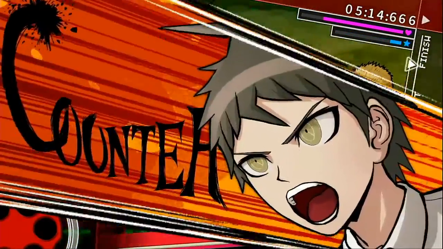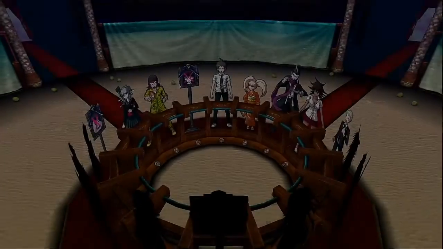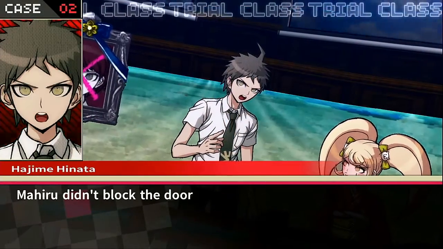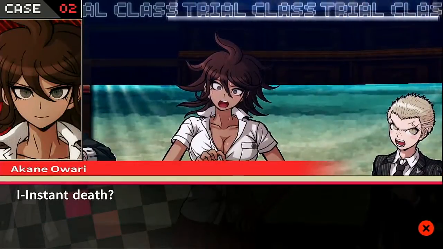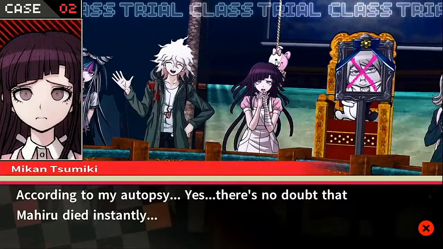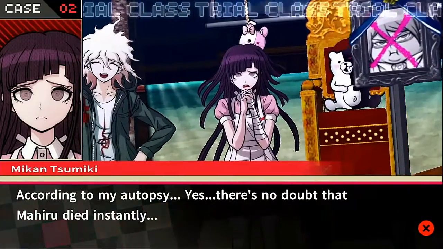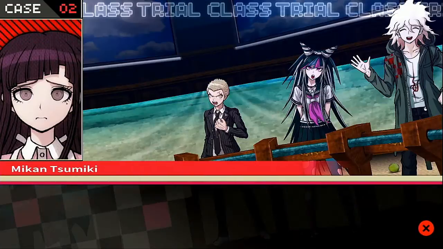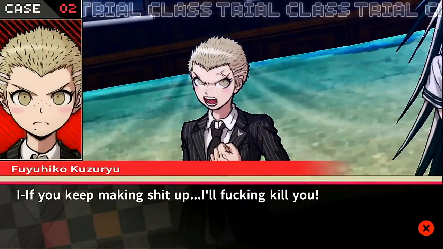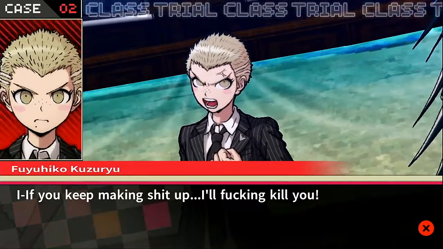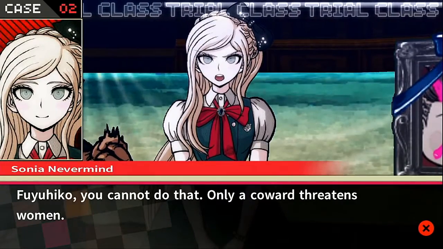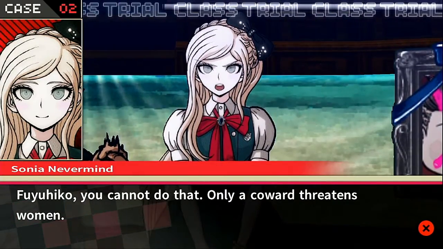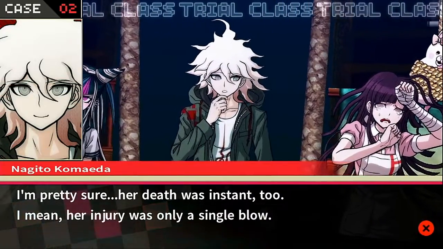No, that's wrong. Mahiru didn't block the door. Her death was instant. Instant death? According to my autopsy, yes, there's no doubt that Mahiru died instantly. If you keep making shit up, I'll fucking kill you! I'm sorry! Ryuhiko, you cannot do that. Only a coward threatens women. I'm pretty sure her death was instant, too.